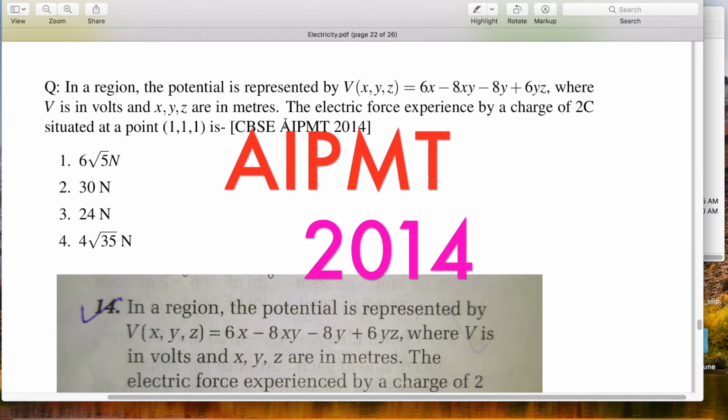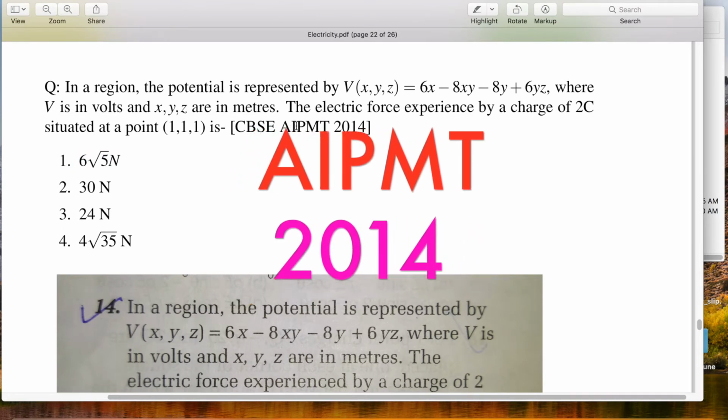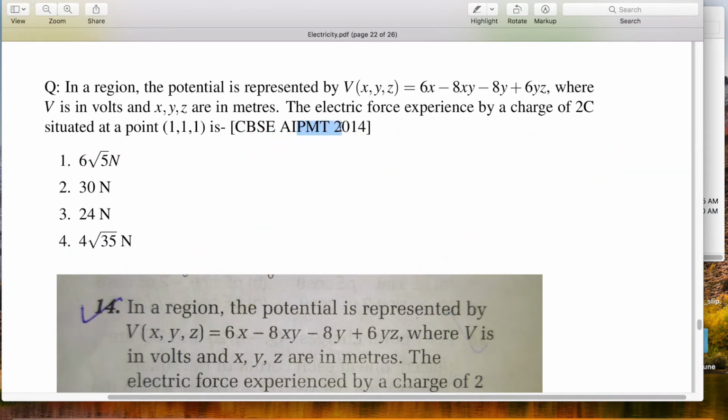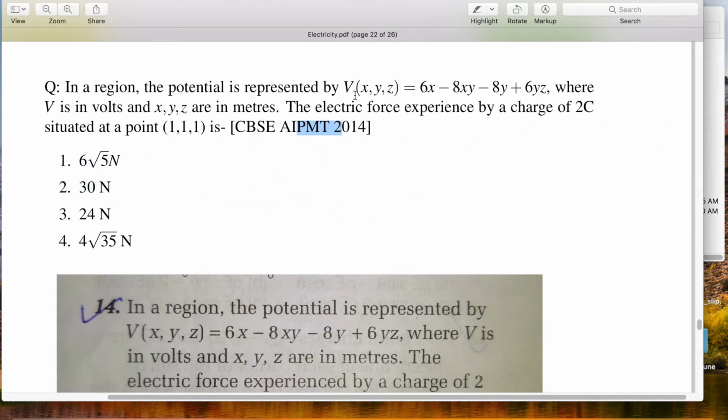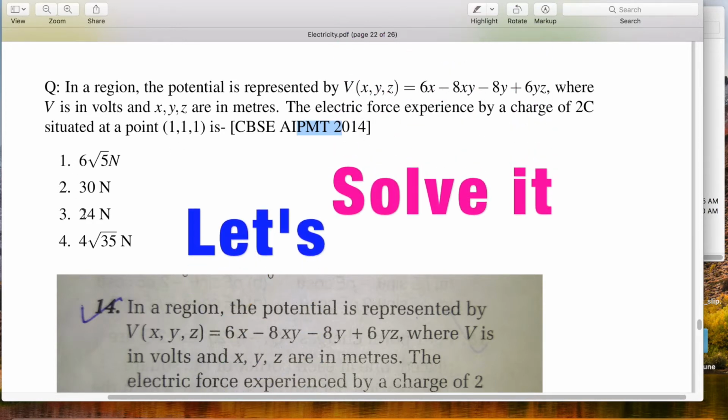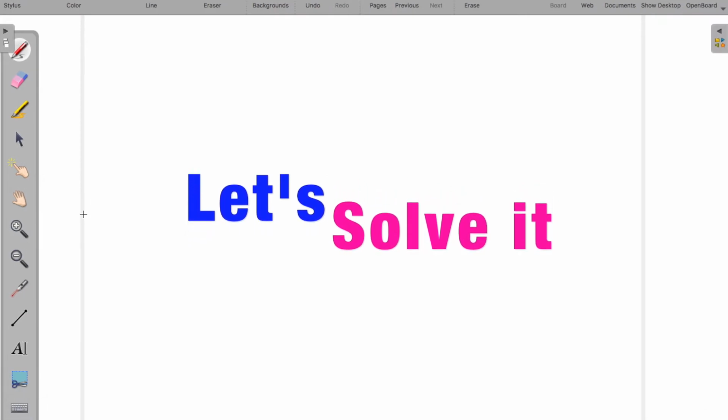So the question is taken from AIPMT, which was asked in 2014. The question is, in a region the potential is represented by V(x,y,z) equal to 6x minus 8xy minus 8y plus 6yz, where V is in volts and x, y, z are in meters. The electric force experienced by a charge of 2 coulomb situated at a point (1,1,1) is, so we are given here 4 options. So let's proceed to solve the question.